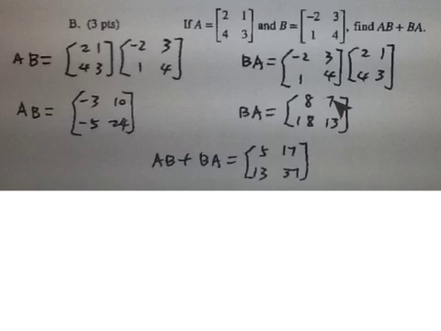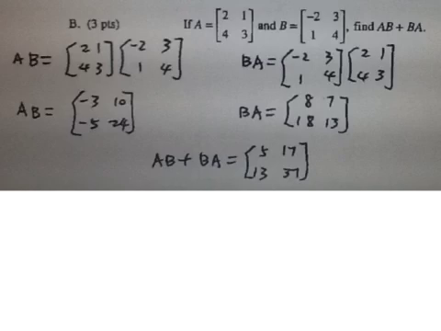For row 1, column 2, the 7 is found by taking row 1 times column 2. So we take 1 times negative 2, which gives us negative 2, plus 3 times 3, which gives us 9. So 9 plus a negative 2 gives us 7. To find the 18 right here, which is found in row 2, column 1, we take row 2 times column 1. So we get 1 times 2, which gives us 2, plus 4 times 4, which is 16. So 2 plus 16 gives us 18. And that goes right there.